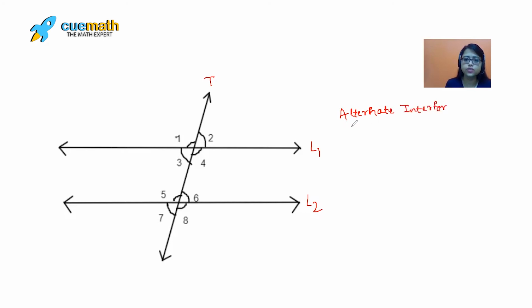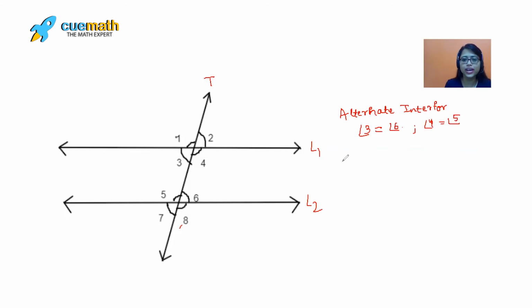Alternate interior angles which are formed here are angle 3 and angle 6. You will see that when there are two parallel lines cut by a transversal, the alternate interior angles are equal. So I can say that angle 3 is equal to angle 6. Apart from this, which are alternate interior? Angle 4 and angle 5. So I can say angle 4 is equal to angle 5. Super easy.